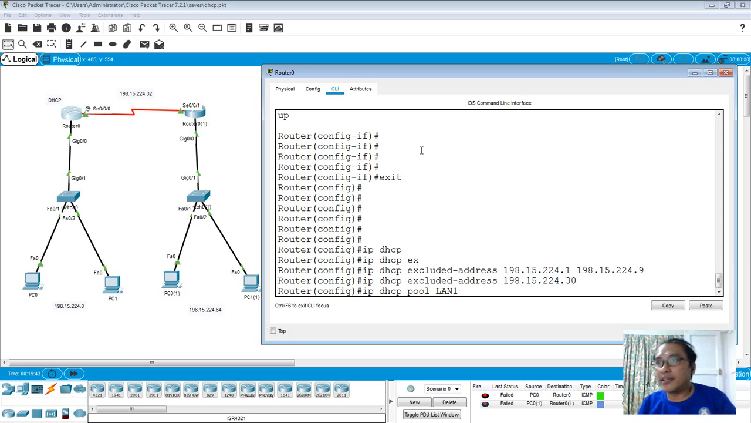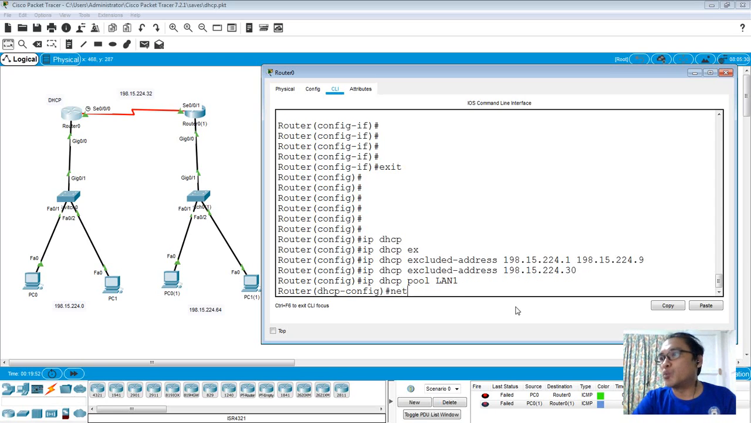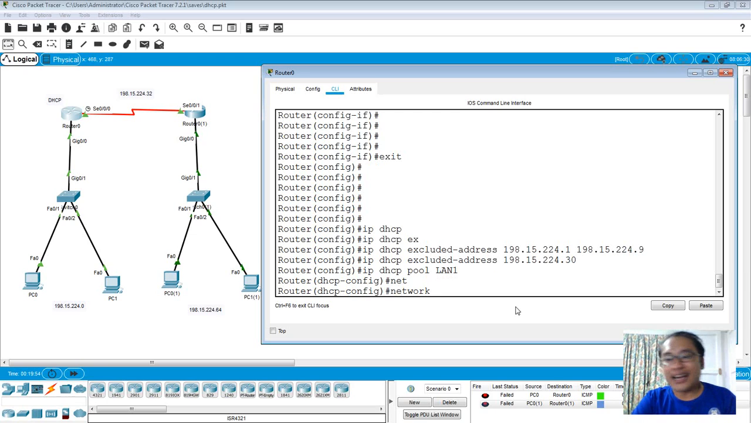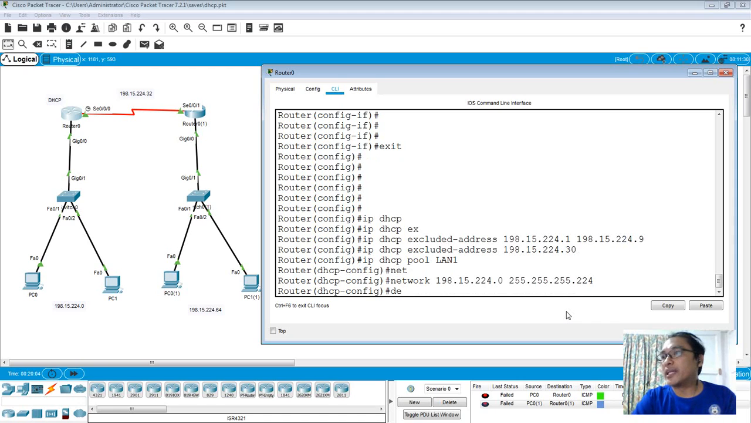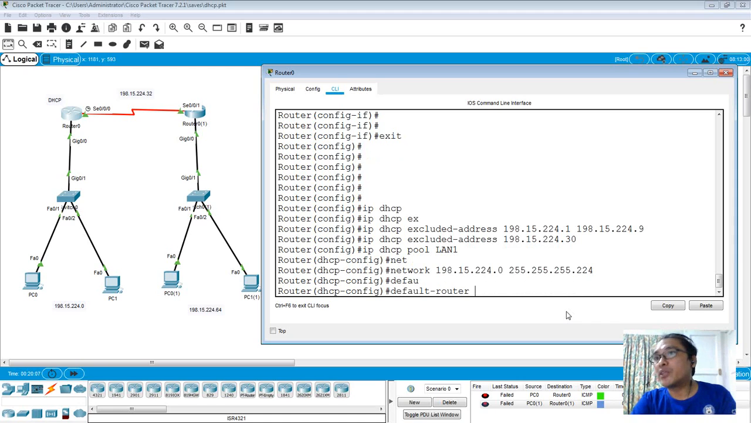which is intended for the network here. Okay, so this is a variable. Any name will do as long as it can point to that particular network computer. Then we have to put the network of that particular LAN, which is the 0 network with the 255.255.255.224. Then the default-router is the gateway which we used to configure in the G0/0. Okay, and that is the IP address 224.1.